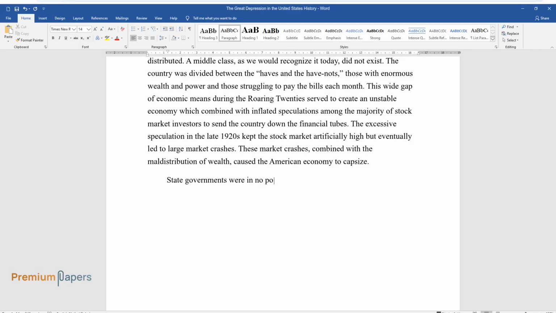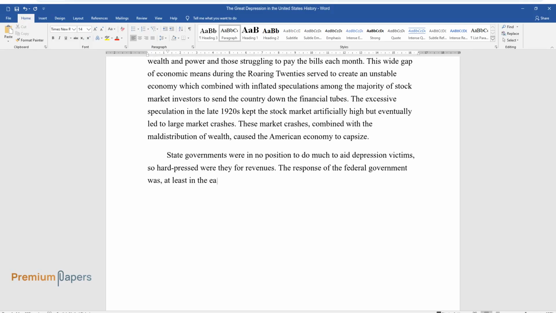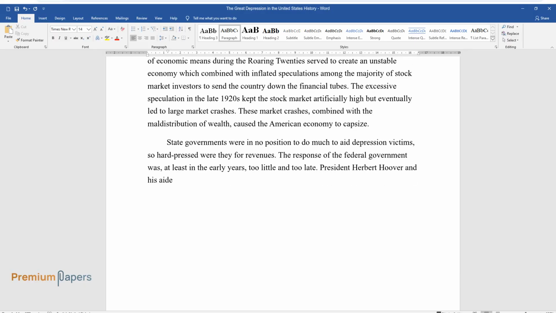State governments were in no position to do much to aid Depression victims, so hard-pressed were they for revenues. The response of the federal government was, at least in the early years, too little and too late. President Herbert Hoover and his aides were convinced that prosperity was soon to come just around the corner.